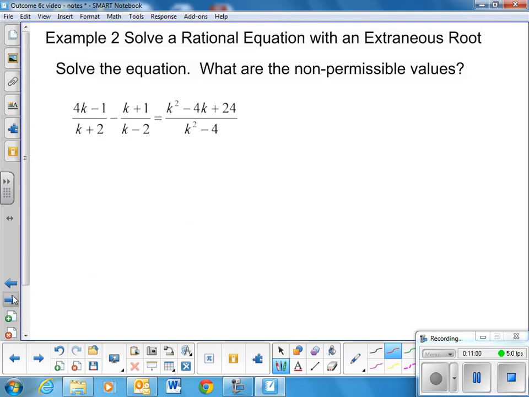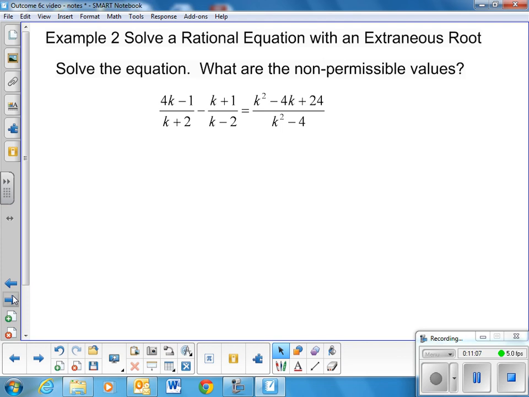Last one for the day. Again, quite an involved equation. Start by factoring your denominator.